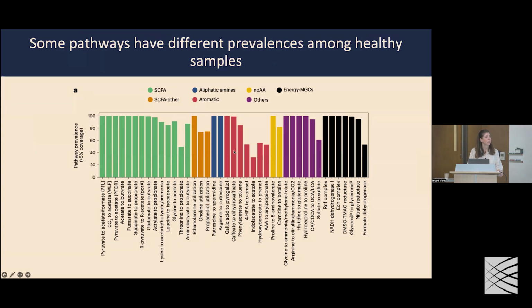And then, of course, it was also interesting to see that, for example, other pathways that are known to be detrimental for human health, such as the propanediol utilization that is encoded in Salmonella, or the p-cresol synthesis pathway, were found in a much lower number of samples.